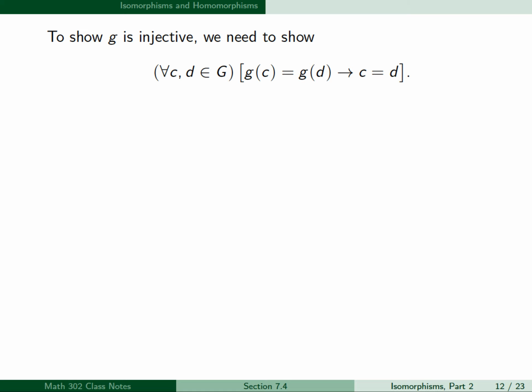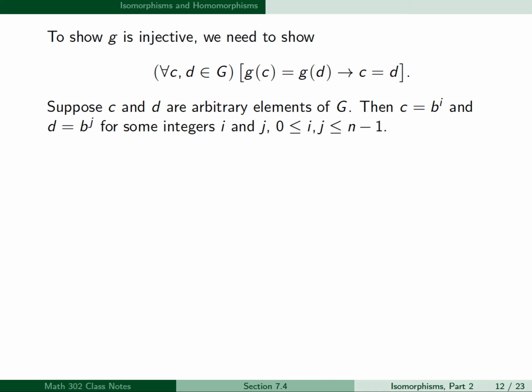Next, to show g is injective, we need to show for all c and d in G, g of c is equal to g of d implies c equals d. So we'll suppose c and d are arbitrary elements of G, then c is equal to b to the i and d is equal to b to the j for some integers i and j, and we can assume that i and j are between 0 and n minus 1. Remember now, G consists of the powers of b, where the powers are all between 0 and n minus 1.